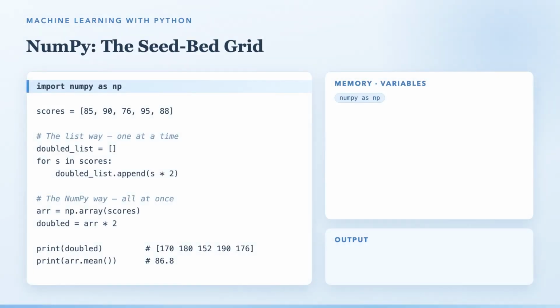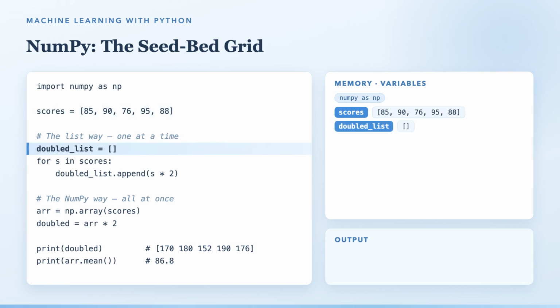A list does its work one marble at a time, like a single gardener walking the rows. NumPy plants the same numbers into a perfectly ordered seed bed, called an array. And now watch: one tip of the watering can, and every value doubles at the same instant: 170, 180, 152, 190, 176. This is called vectorization. When our datasets hold millions of numbers, this is the difference between an afternoon and a heartbeat.